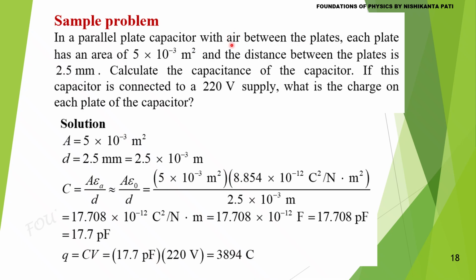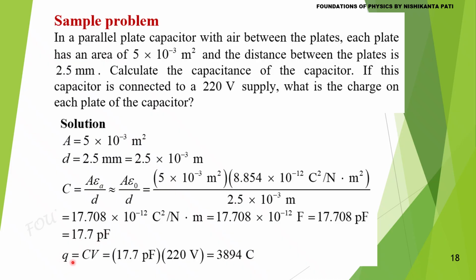Since it is air, the capacitance is epsilon A times A by D. Epsilon A, the permittivity of air, is nearly equal to epsilon 0, that is the permittivity of vacuum. So putting in the values, we get the capacitance 17.7 picofarad.